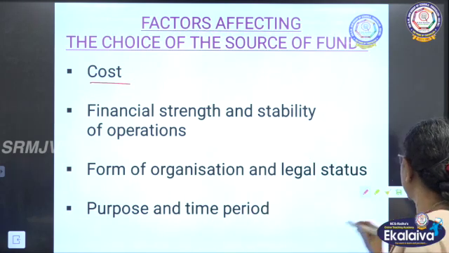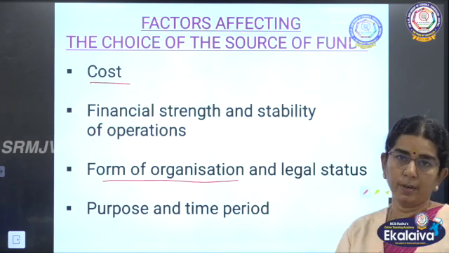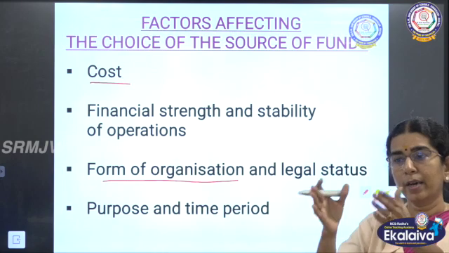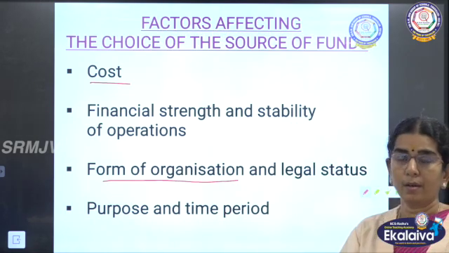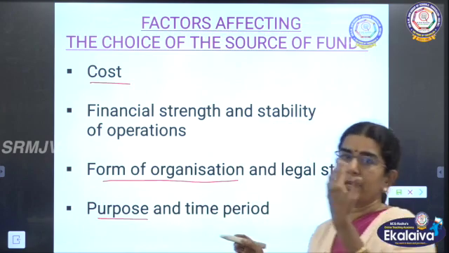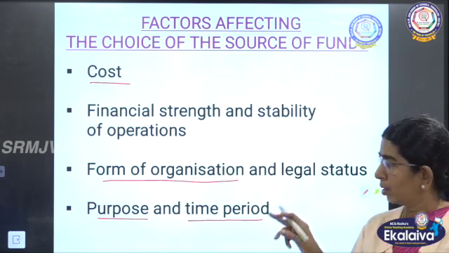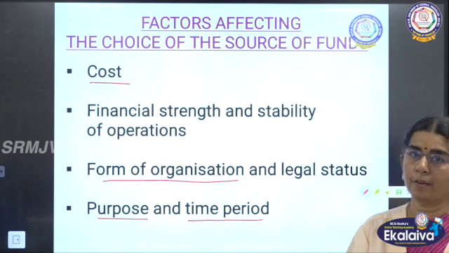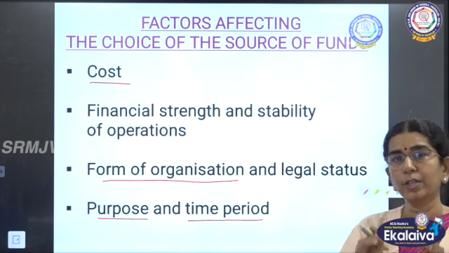And form of organization and legal status also play an important role. Suppose it is a sole trader or partnership firm, they cannot go for issue of shares. Only the joint stock company can go for the issue of shares. They can avail sources of finance like trade credit or factoring or commercial papers. Then purpose and time, that is, for which purpose they are going to raise funds and for what time period, they have to see in advance. If it is for short term finance, they can go for trade credit or factoring or bills discounting like that. If it is for a longer period, they can choose the option of issue of shares and debentures.